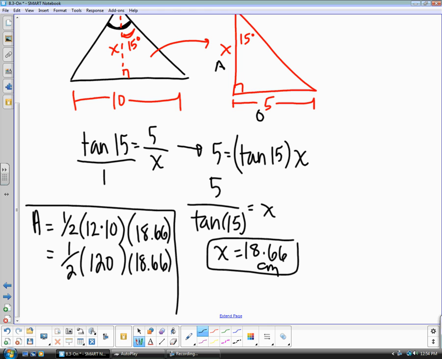Now find your area. You are going to get around 1,119.6 centimeters squared.